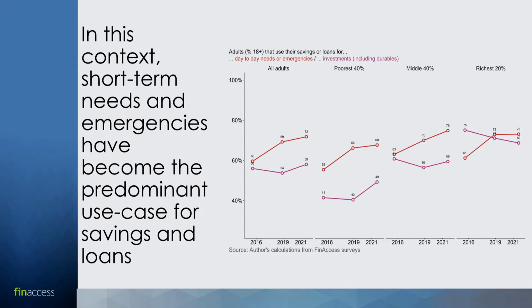We've also seen that in this context of reducing liquidity and the squeeze on household budgets, finance for short-term needs and emergencies has become the predominant use case for savings and loans, rather than finance for investment. So finance for emergencies is the red line, the investment finance is the pink line. Interestingly, for the wealthiest, although they still have the highest level of use of savings and credit for investment, their use of savings and credit for emergencies has actually bypassed that. So that really shows the pressure on those wealthier groups.